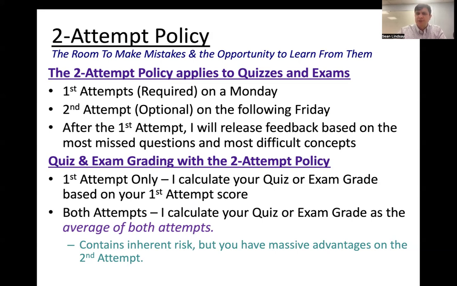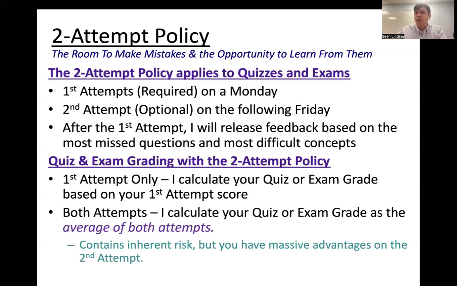So you'll take the first attempt, and then after you take the first attempt, I'll have a lot of information about how the class did. I'll review that information. I'll identify the most missed concepts. I'll identify the most missed questions. And then I will put together some feedback for you. And I'll release that, which you can read through whether or not you're going to take the second attempt or not. But if you're taking the second attempt, definitely read through it.